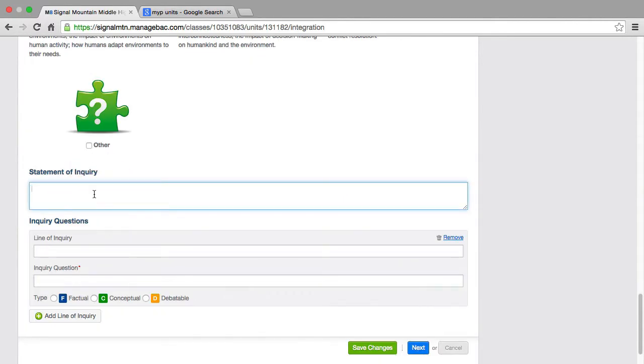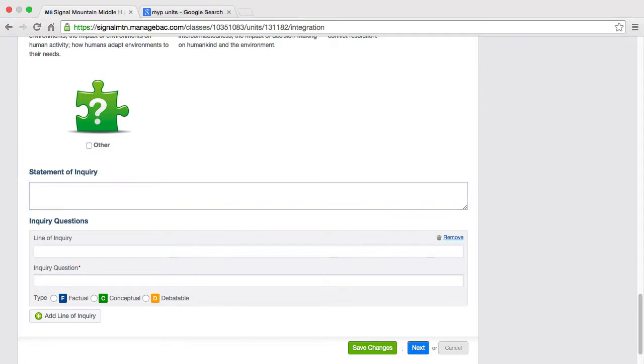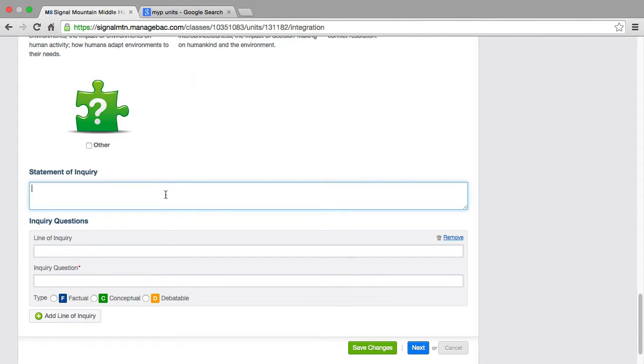The statement of inquiry ties everything we've done so far together. The statement of inquiry is the big picture behind everything we do. This is the thing that we want the students to understand at the end of the unit. Everything we do in this unit should be designed to help the students understand this statement of inquiry.